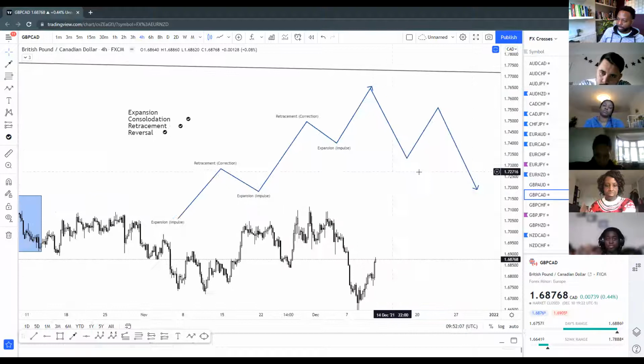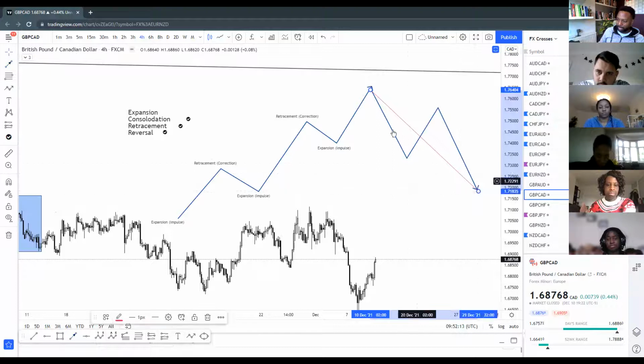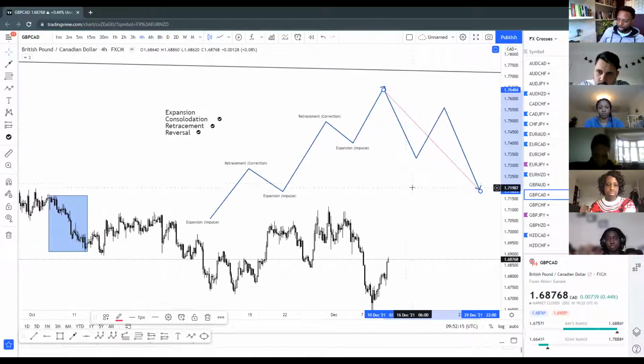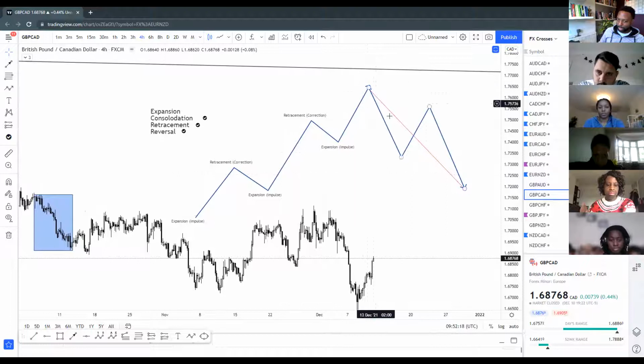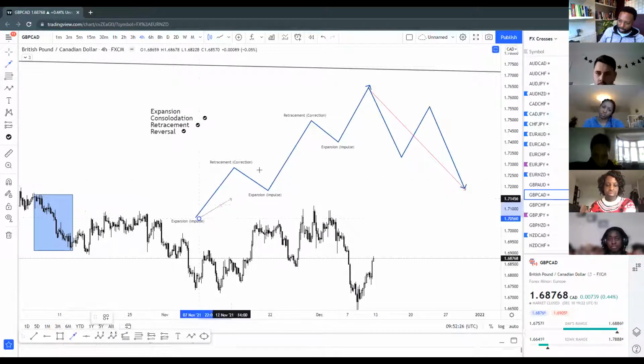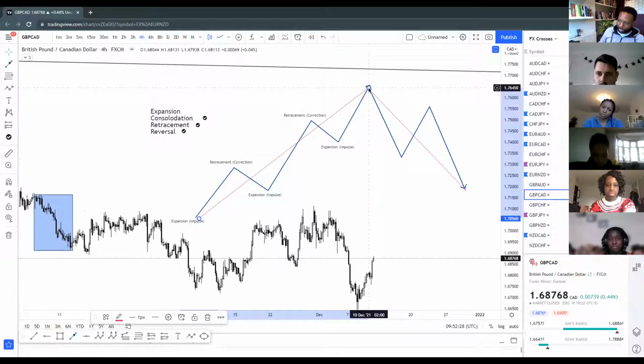All right. And all of this, can you see that? All of this is what in relation to this? Reversal. Impulse. Correction, because it's going down. Yes. So when you look at it like that, can you see that?